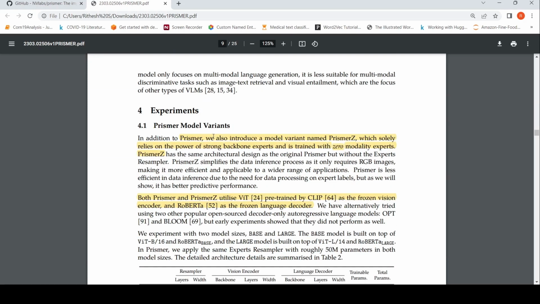Now, what are the Prisma models? They have introduced two models here, Prisma and another variant, Prisma Z. Prisma Z relies strongly on the power of a strong backbone expert and is trained with zero modality experts. It has the same architecture design as the original Prisma, but without the expert resampler. It simplifies the data inference process because it only requires RGB images, making it applicable to a wide range of applications and efficient, whereas Prisma is less efficient in data inference because of the need for data processing on expert labels.